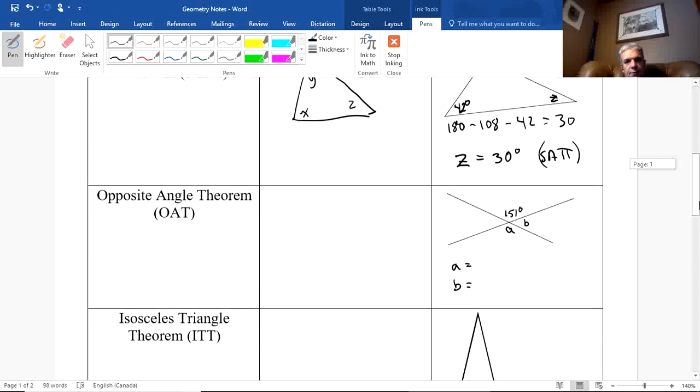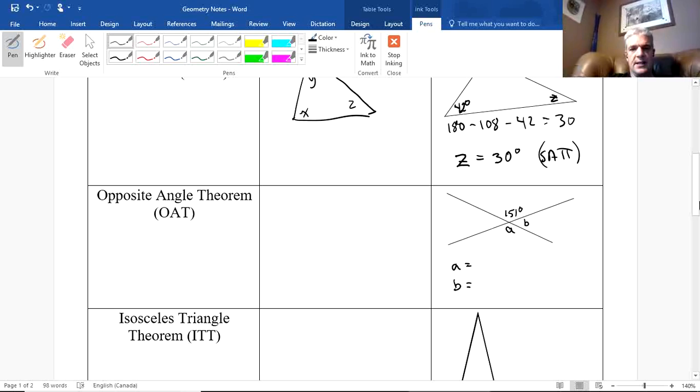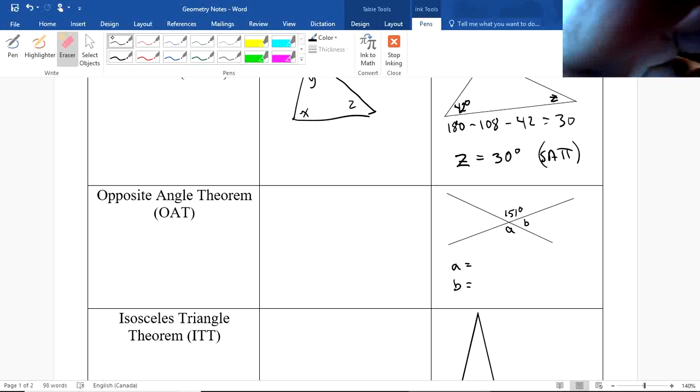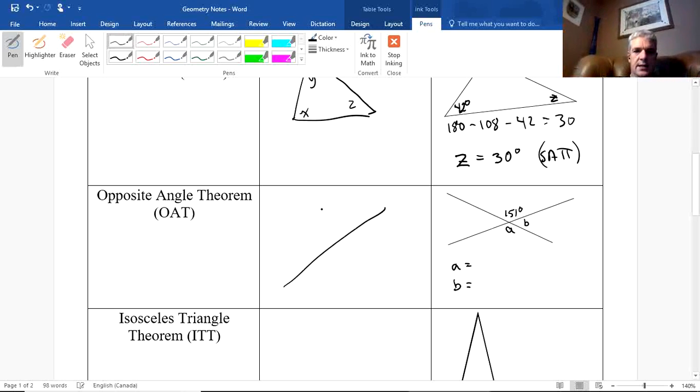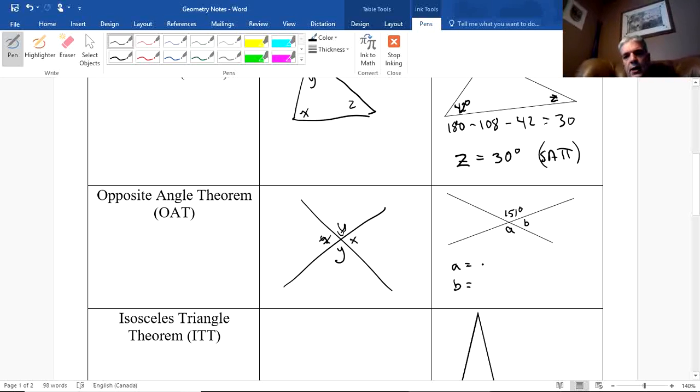This is pretty straightforward. If two lines intersect like this, okay, so we have two lines that intersect, this angle will always equal this angle. So x and x will be equal, y and y will be equal. And that's a pretty straightforward understanding. So in this particular example, I have two. A is 151 degrees because of opposite angle theorem.